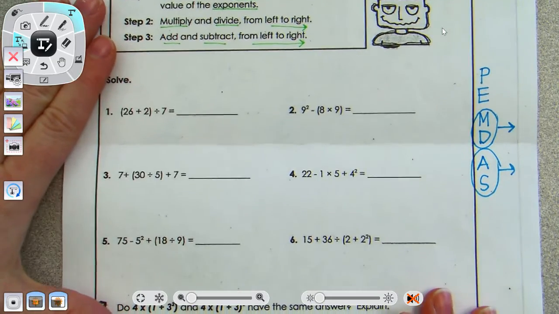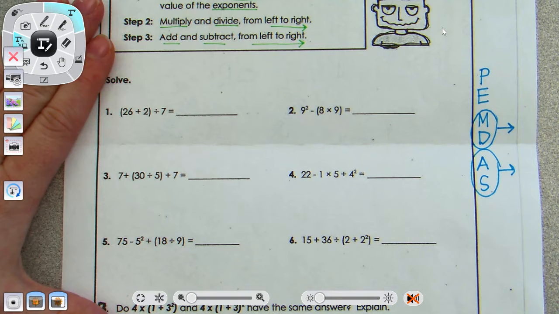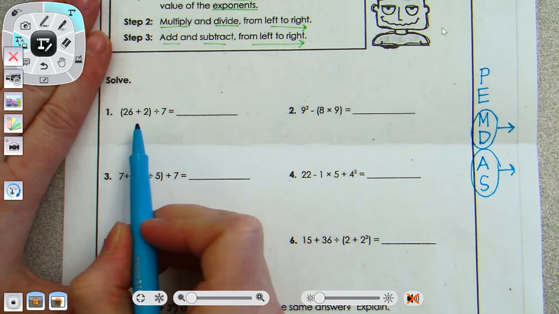So let's try to apply this to some problems. Now, I'm going to show every step. Some students are able to do some of this math in their head, but it's really important to write it down because number one, I'm asking you to, and number two, it helps us find any mistakes or errors. If we don't write down the steps, it's really hard to see when things go wrong. So let's solve a couple of these together.